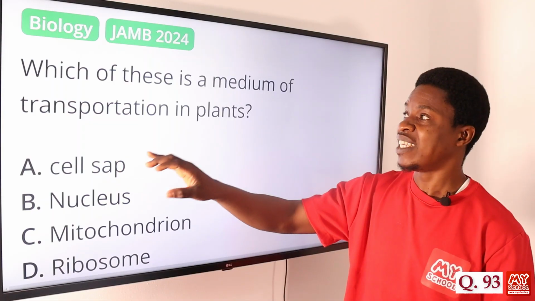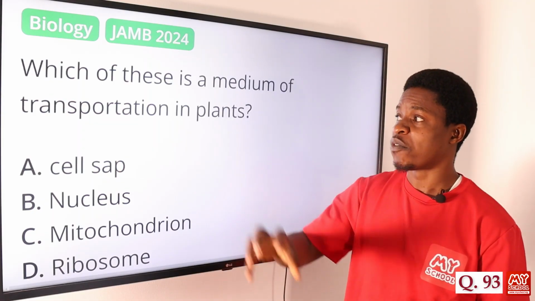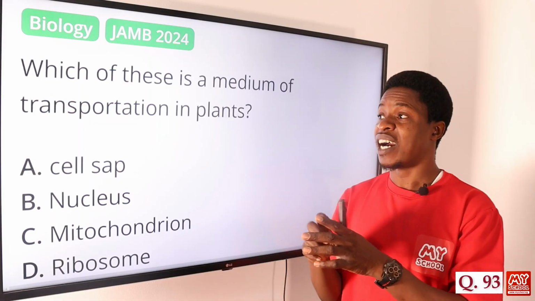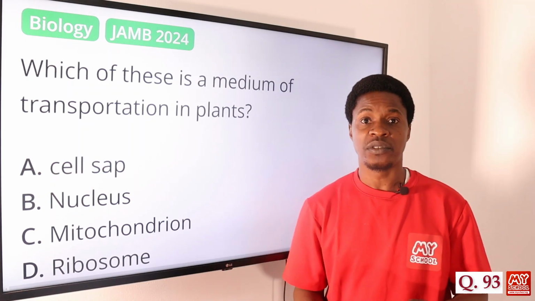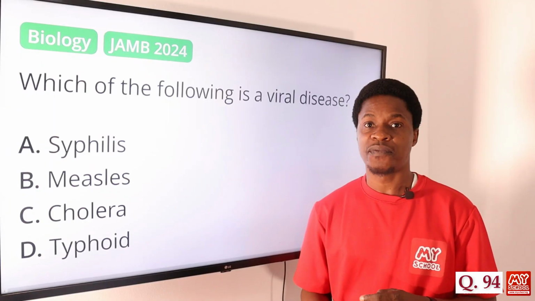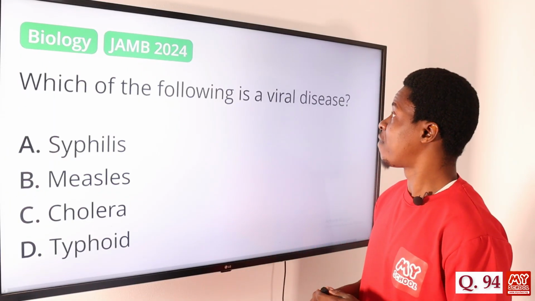So the cell sap is what is responsible for transportation of water and minerals in the xylem and the phloem tissue. So the correct answer is option A. Now to question number 94. Which of the following is a viral disease?